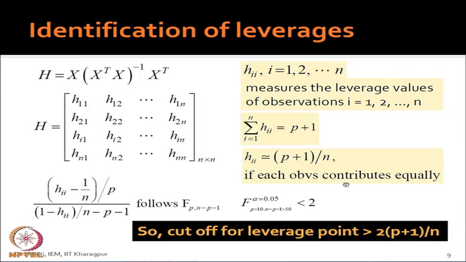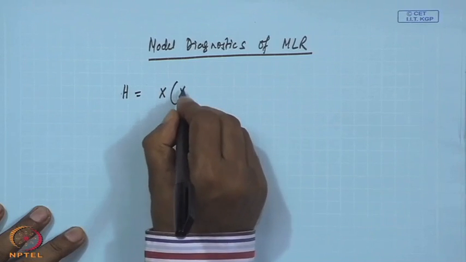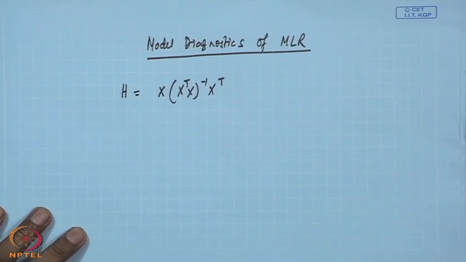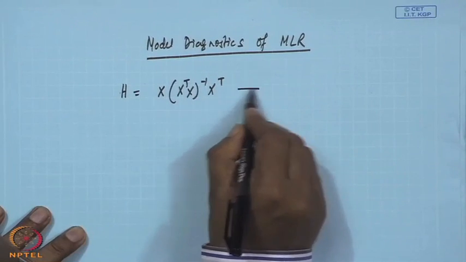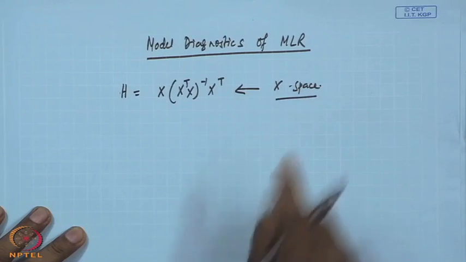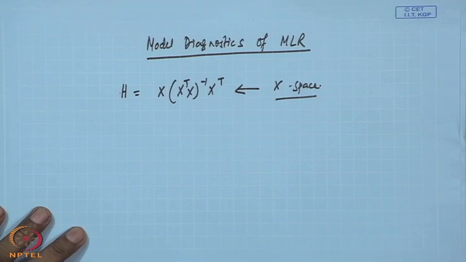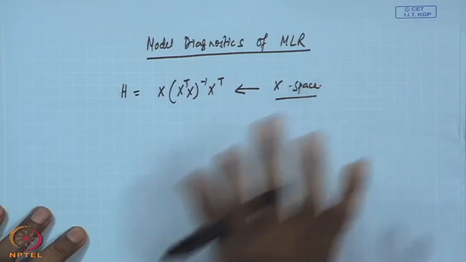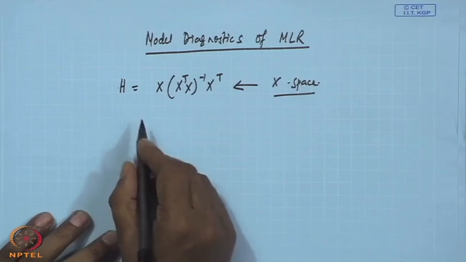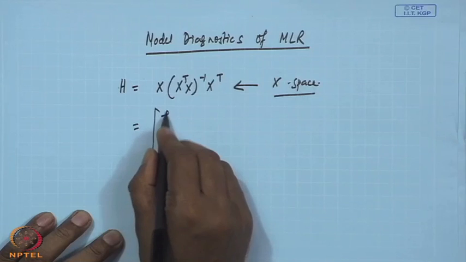So, in order to identify leverage points, you have to understand the hat matrix. I think we have described the hat matrix in part 1. This is the hat matrix. Ultimately, this is all related to X space. So, when you are talking about leverages, it is related to the space created by the X matrix.